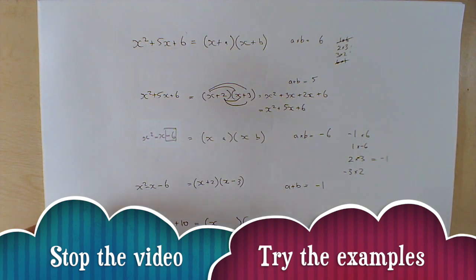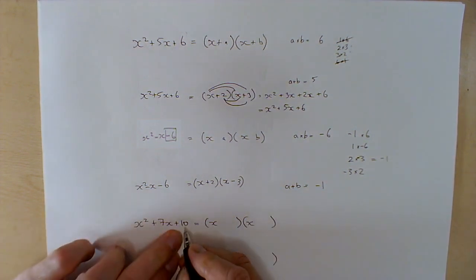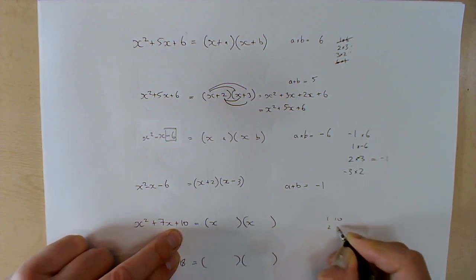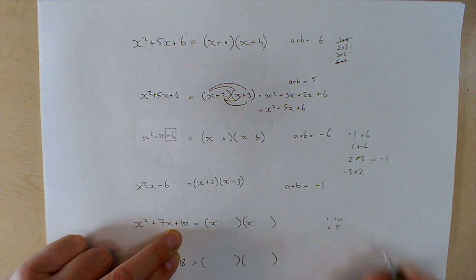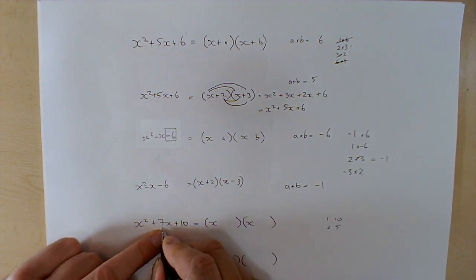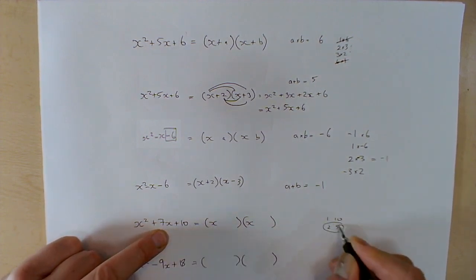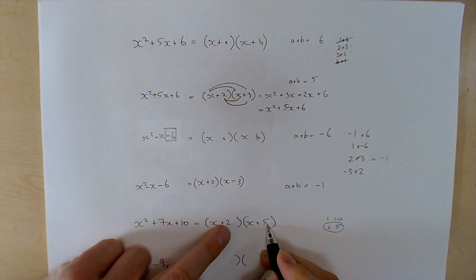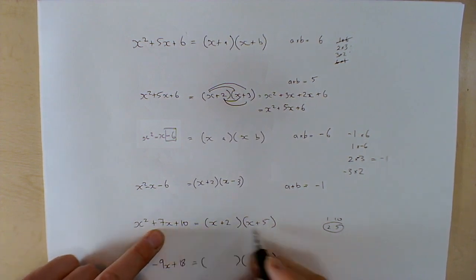Okay, how do we get on? Let's have a look at this. So, two numbers that multiply together to give 10: 1 and 10, 2 and 5, and that's it, and they work the other way around equally well. Add together to give 7. Well, only one of these adds together to give 7, so we've got plus 2 plus 5. So they multiply together to give 10, and they add together to give 7.